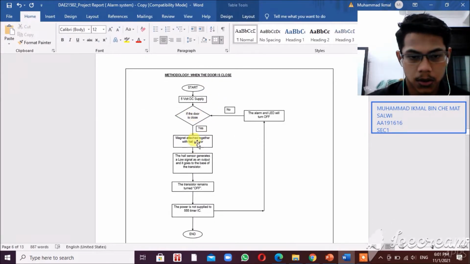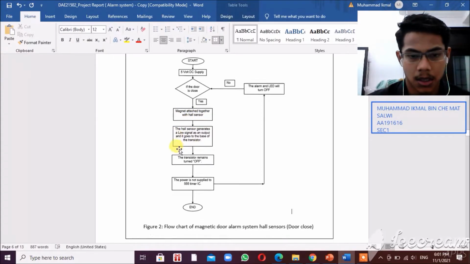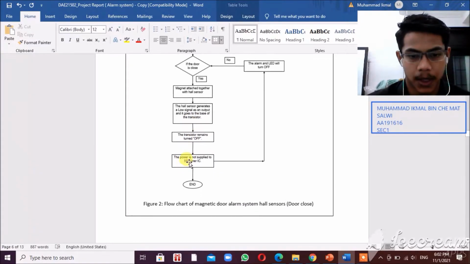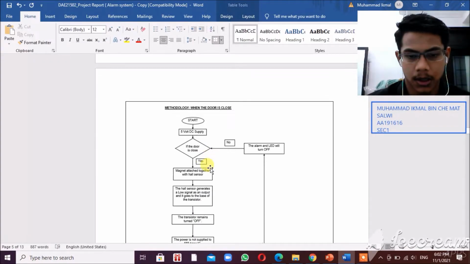If the door is closed, the magnet is attached together with the Hall sensor, and the Hall sensor generates a low signal as an output, and it goes to the base of the transistor. The transistor remains turned off, and the power is not supplied to the 555 timer IC. Therefore, the 555 timer IC will not function. Thus, the alarm and LED will turn off. So the cycle will repeat until the door is open.